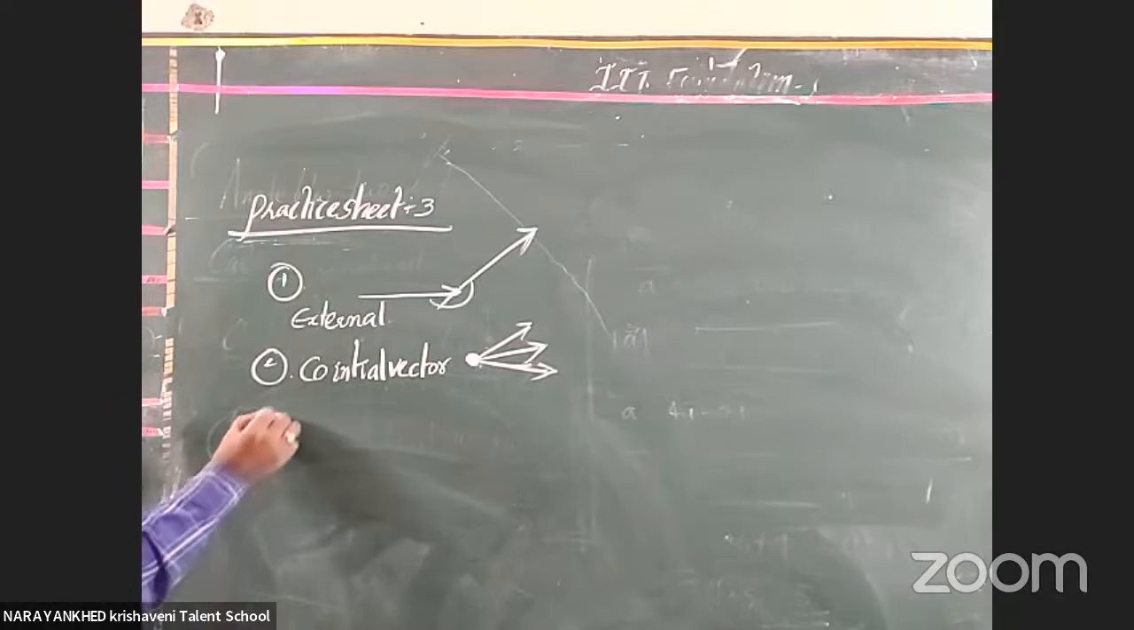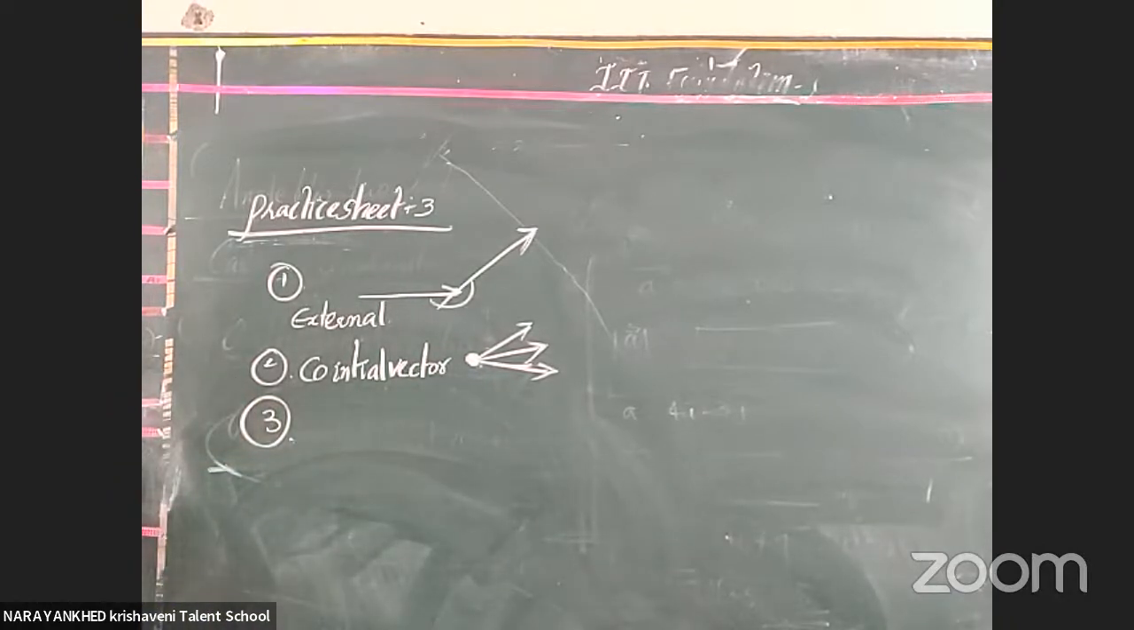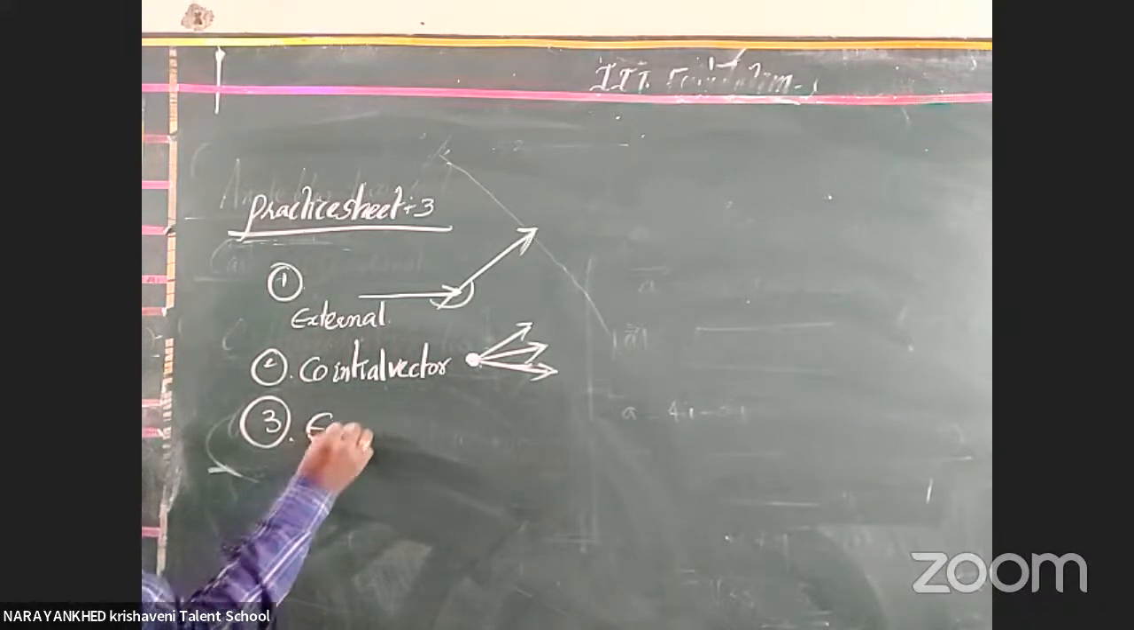Got it? And next, the third question. If two vectors have the same magnitude and direction, they are said to be equal vectors. These are said to be what? Equal vectors.